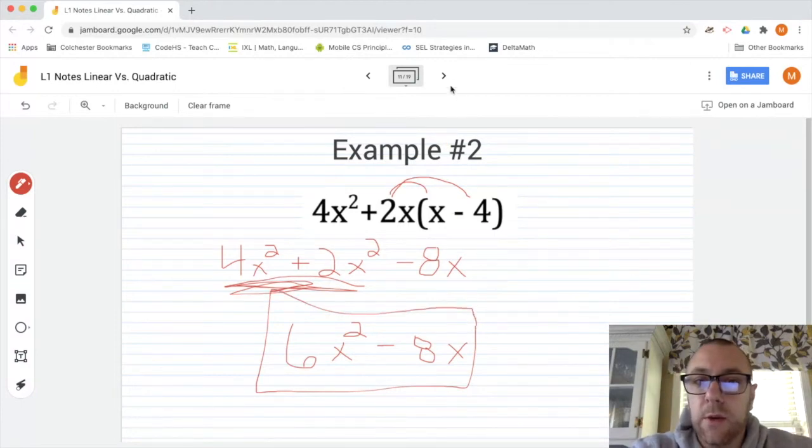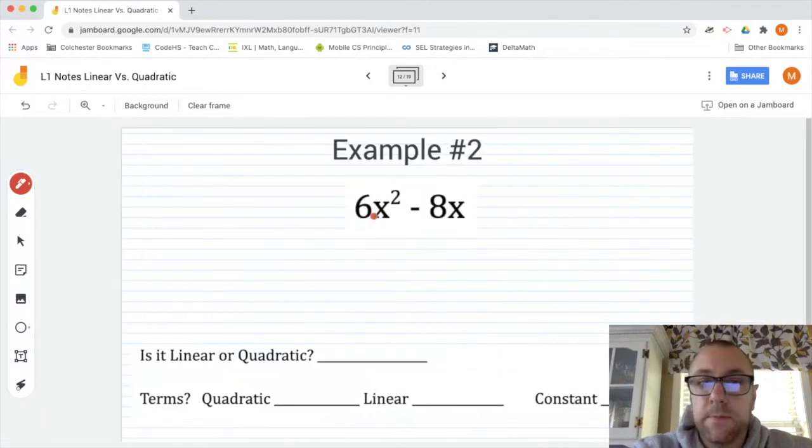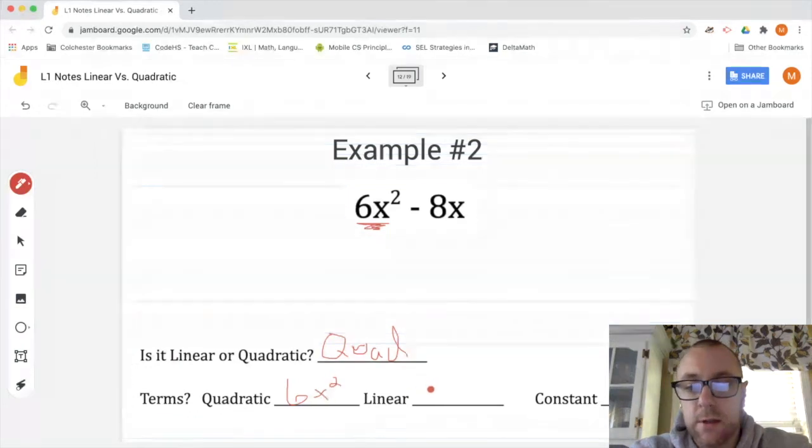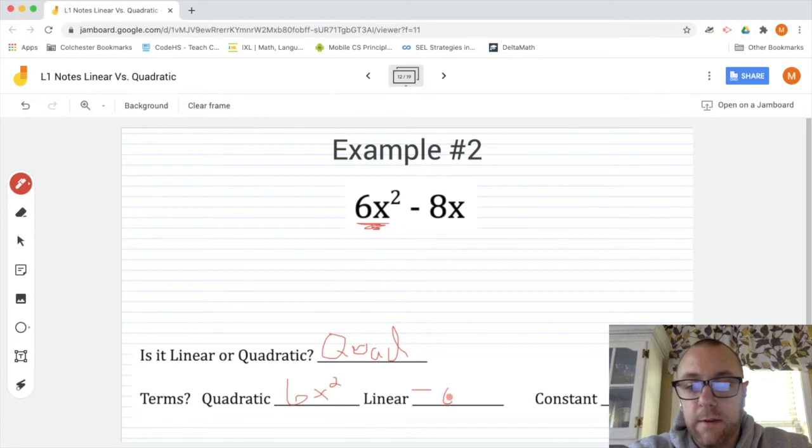So now I go into my classifying. You'll notice that there is an x squared. So this is quadratic. I'll just write quad there, okay? Quadratic term is 6x squared, and my linear term is -8x. And there is no just number, so I write none. Okay?